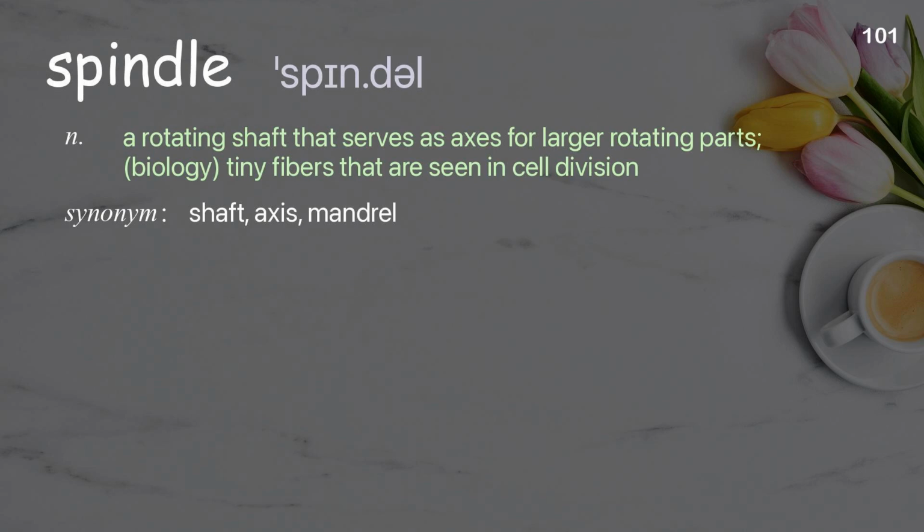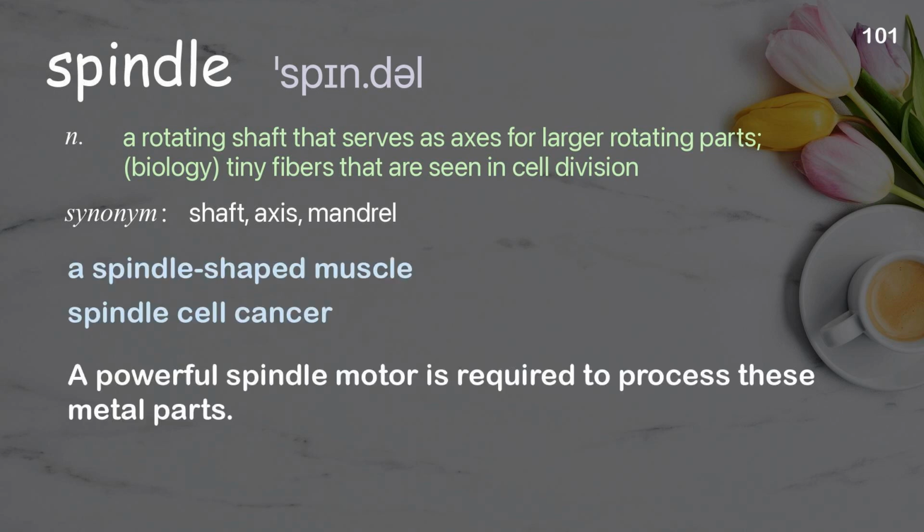Spindle: a rotating shaft that serves as axes for larger rotating parts. Biology: tiny fibers that are seen in cell division. Examples: a spindle-shaped muscle. Spindle cell cancer. A powerful spindle motor is required to process these metal parts.